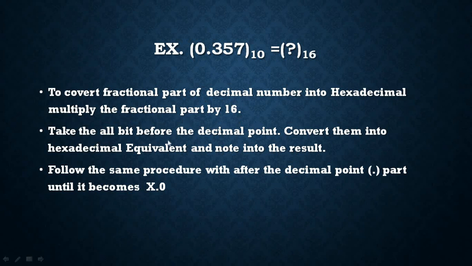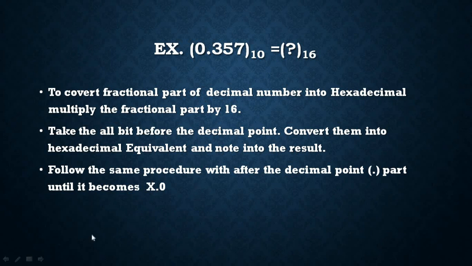Take all the bits before the decimal point. In the octal and binary number systems we take only one bit, but in the hexadecimal number system we have to take all the bits before the decimal point, convert them into their hexadecimal equivalent, and note them into the result. We follow the same procedure for the part after the decimal point until it becomes x.0. Here the value of x is from 0 to 15.